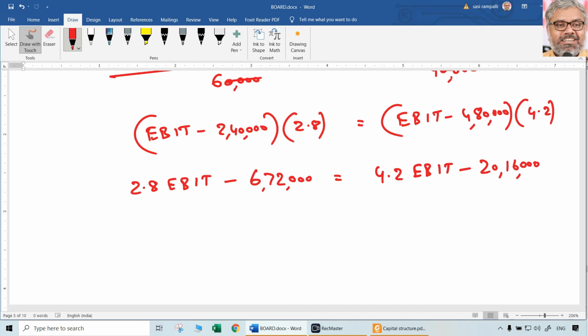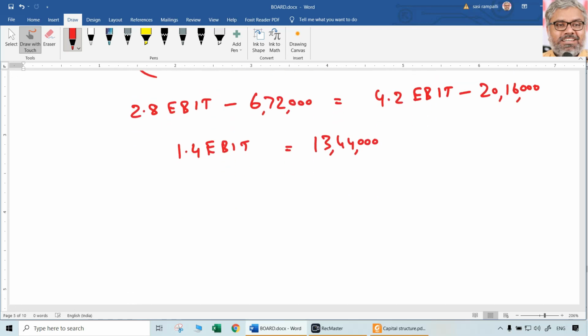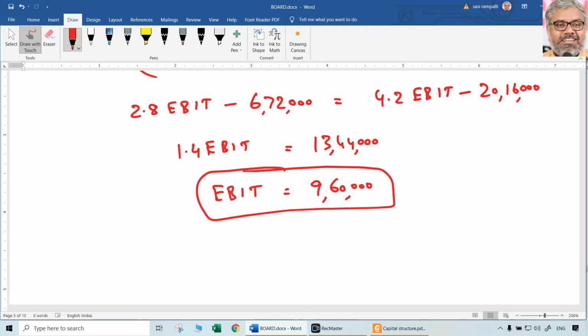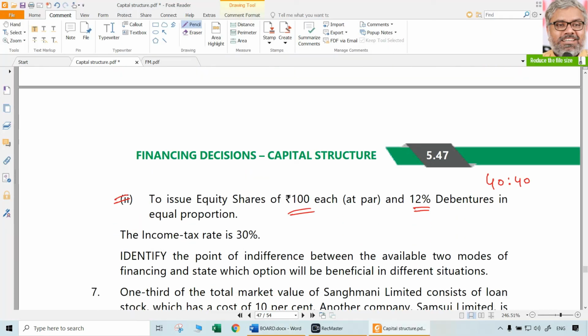Bring the 2.8 to this side. 4.2 minus 2.8 will be 1.4 EBIT. Bring this 20,16,000 to the other side. It becomes plus 20,16,000 minus 6,72,000. That will be equal to 13,44,000. Now how much will be EBIT? 13,44,000 divided by 1.4, 9,60,000. So at a level of EBIT of 9,60,000, both the financing options will have the same EPS. That's what we call the indifference point.